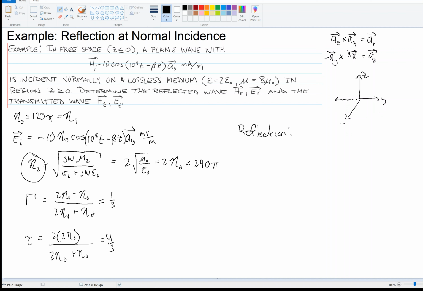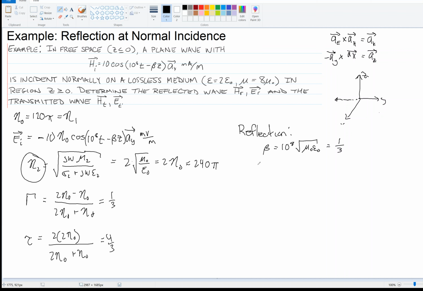So the first thing we need is beta, and unfortunately I erased the equation for beta, but you need the frequency, which is 10 to the 8th, and you need the permittivity and the permeability. This is of free space now because the reflected wave is still in free space. So what you end up getting is 10 to the 8th from the frequency times the square root of mu 0 epsilon 0, and that is 1/3.